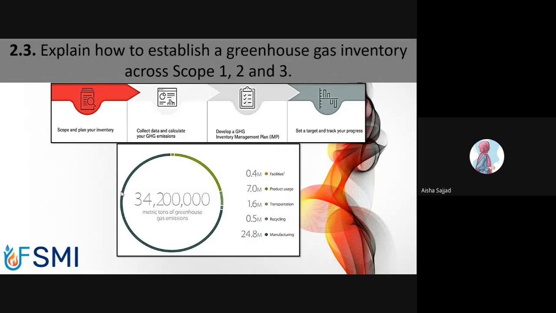As a result, by the end of this process, you will set a target for yourself and for the future, in order to be more sustainable and to reach your net zero emissions goal, you will have to track your progress side by side. So in this picture that has been provided in this slide, I have talked about how the Apple company's greenhouse gas inventory showed certain results. It shows that the greenhouse gas emissions of the Apple company are this many metric tons, and the most greenhouse gas emissions are produced because of its manufacturing and product usage process.